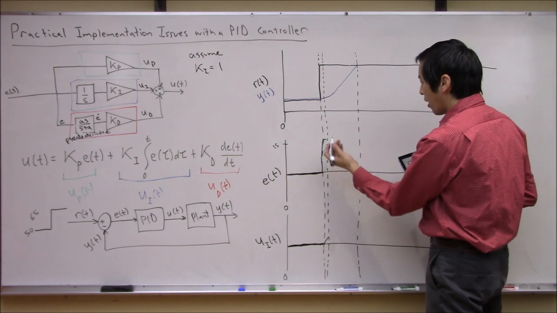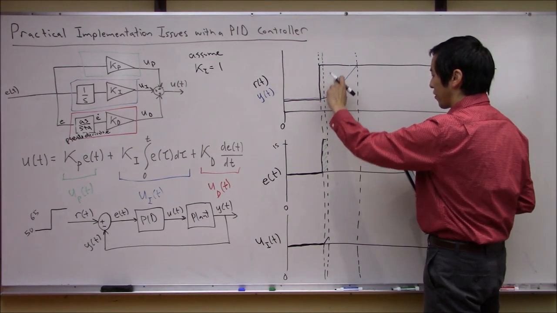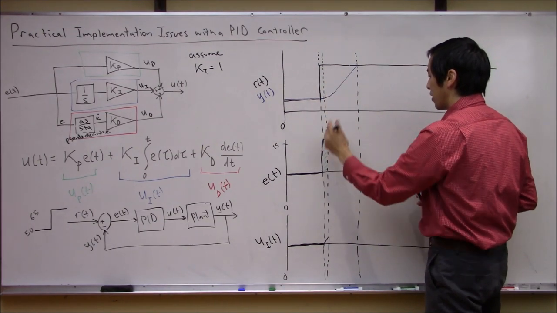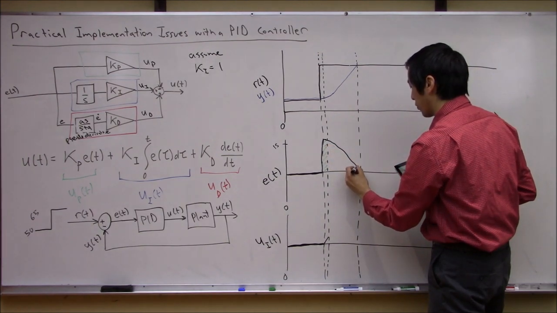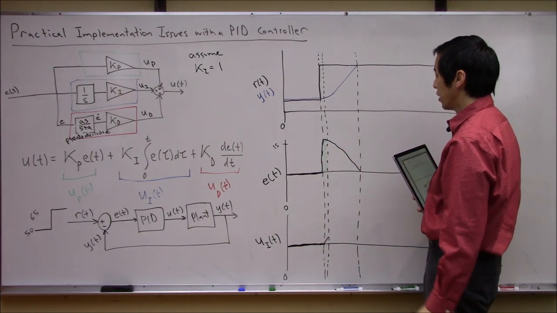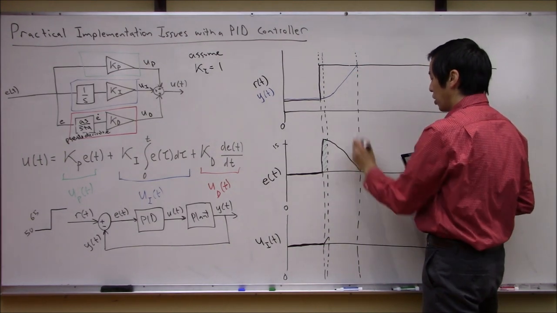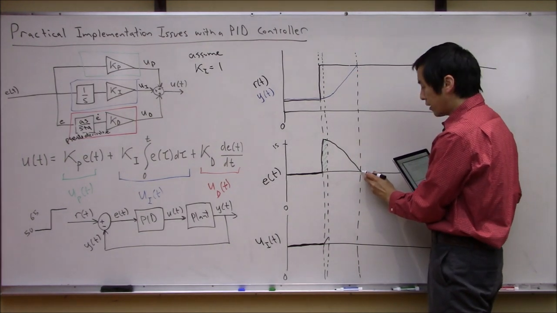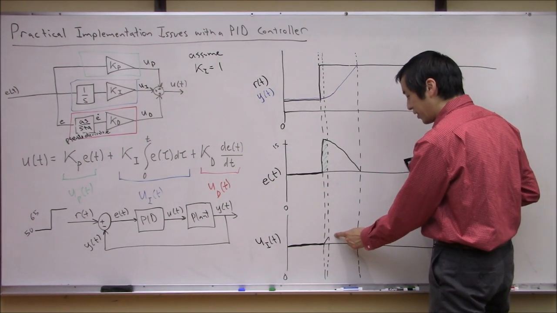So the error, what does the error do? The error is actually kind of the opposite of this, right? The error is just this minus this. So the error is getting smaller and smaller and smaller like that, till eventually at this time, when the blue line touches the black line, you have zero error. Now, the whole question is, what is the integrator doing during this time?